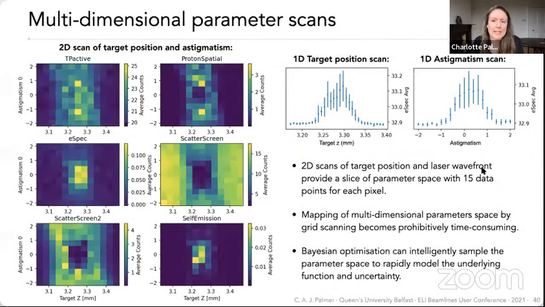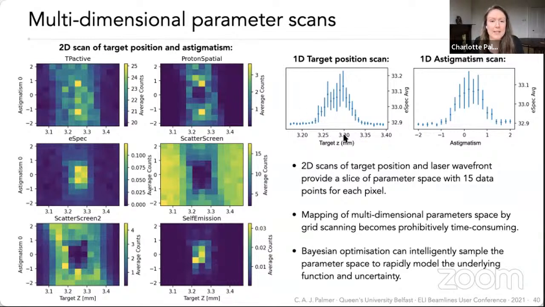So as well as 1D scans, the system also supports multi-dimensional scans. And here you can see the average counts. So these are all different diagnostics. And then this is a scan of astigmatism versus target position, where each of these points are 15 shots at the same location in parameter space. And so as you might expect, we see a strong maximum for the electron signal where we have best intensity. And the protons, as we have seen, have a dip at best focus with some peaks on either side.